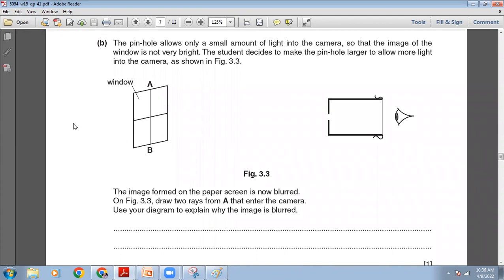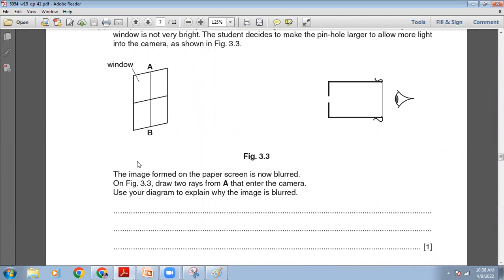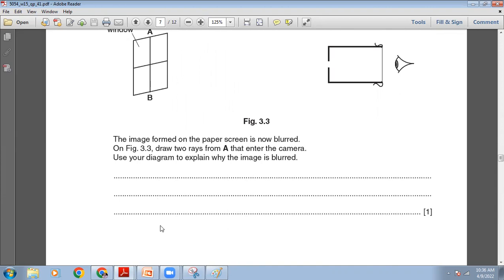A pinhole allows only a small amount of light into the camera so that the image of the window is not very bright. The student decides to make the pinhole larger to allow more light into the camera, as shown in figure 3.3. The image formed on the paper screen is now blurred. On figure 3.3, draw two rays from A that enter the camera. Use your diagram to explain why the image is blurred.